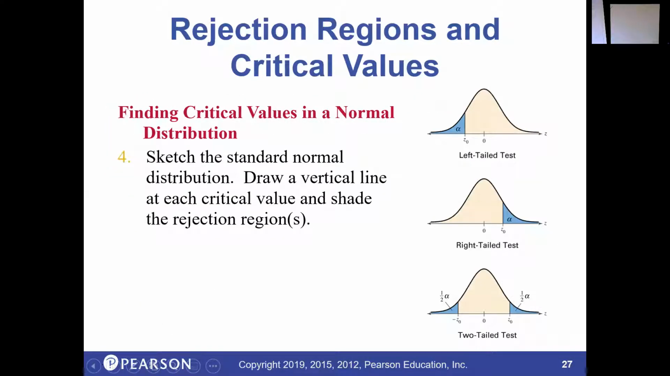Like this. So sketch the standard normal curve. Determine, again, based on the alternative hypothesis, whether it's left-tailed, right-tailed, or two-tailed. So the alpha value goes on the left over here, on the right over here, and if it's two-tailed, we'll split it 2 ways.